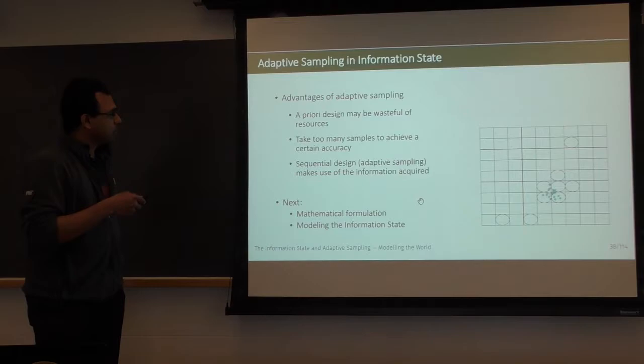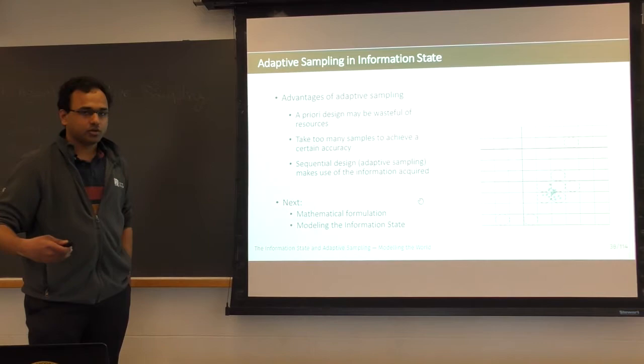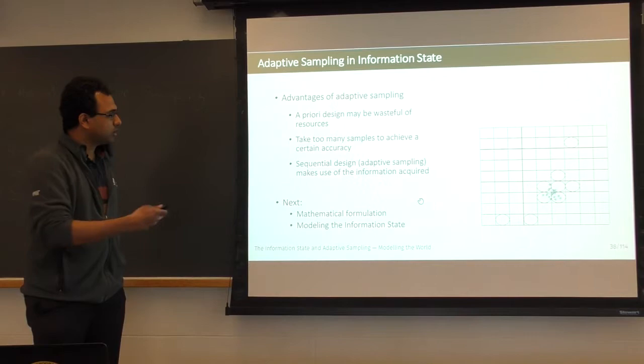So there are advantages of adaptive sampling, as you just saw. An a priori design might be wasteful of resources. It might take too many samples to achieve the same level of accuracy that you want. Whereas an adaptive or sequential design makes use of the information that I acquire in each step and could be better when my resources are constrained.